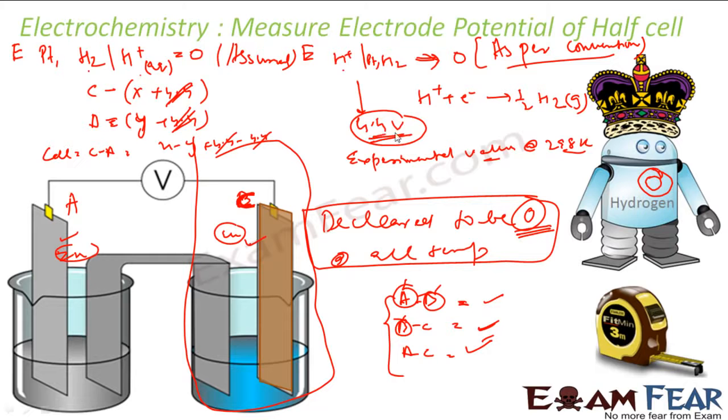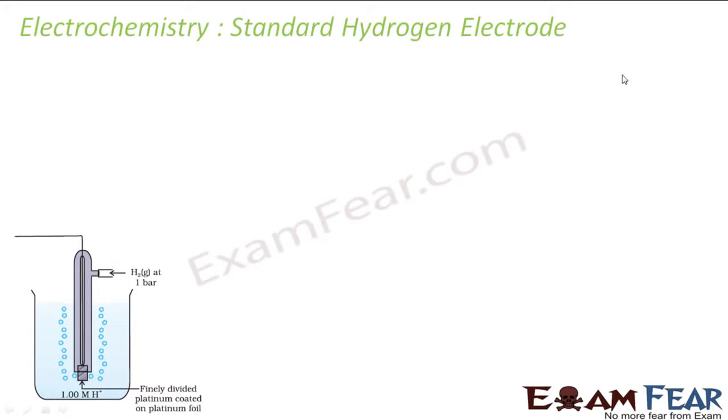H plus to H2 has a reduction potential of 4.4 volt, but it's declared to be 0 at all temperatures just for convenience. Because in chemistry we are interested only in the EMF of the cell, and in EMF of the cell we generally say cathode minus anode. So even if there is a value here, it gets cancelled. And we are trying to find the value of any electrode with respect to hydrogen, right? So it becomes easy if you say that this is 0. And we call that the standard hydrogen electrode. Please understand this. This is called the standard hydrogen electrode, SHE.